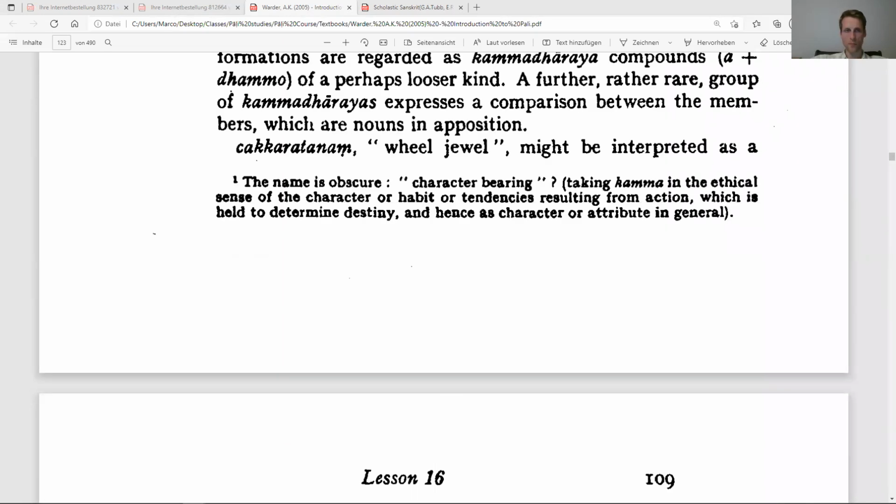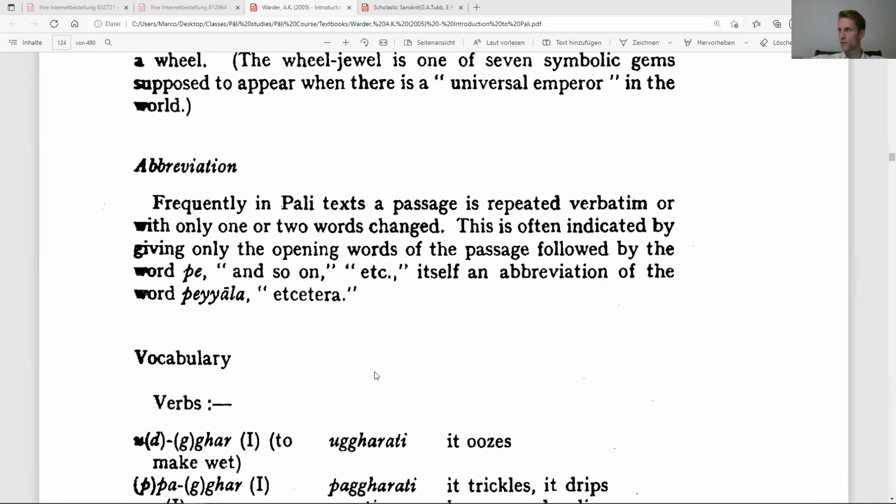And lastly, the abbreviation, which is peyyāla. Frequently in Pali texts, the passage is repeated verbatim or with only one or two words changed. This is often indicated by giving only the opening words of the passage, followed by the word pe, sometimes even pa or la, meaning and so on, etc., itself an abbreviation of the word peyyāla, etc. And so when you have longer passages, oftentimes just a word is exchanged, and then the whole passage, before being completely repeated, is just marked with pe or peyyāla, etc.